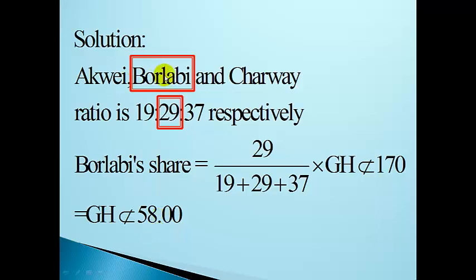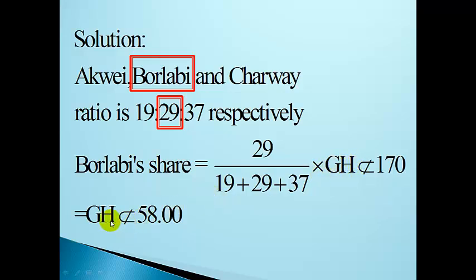Now we consider Bolabi's share. Bolabi is the second person, and the second person corresponds to the second ratio because of the respectively. So it means that Bolabi's ratio is 29. So if you want to know Bolabi's share, then we have to divide Bolabi's ratio by the total ratio. Then we multiply by the amount they are sharing. So we divide 29 by the sum of the ratios, that is 19 plus 29 plus 37. Then we multiply the result by the amount, that is 170 Ghana cedis.